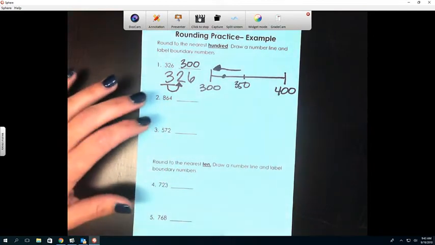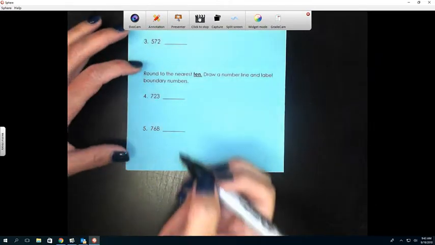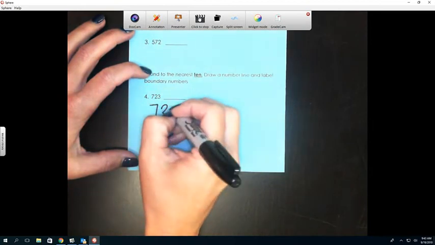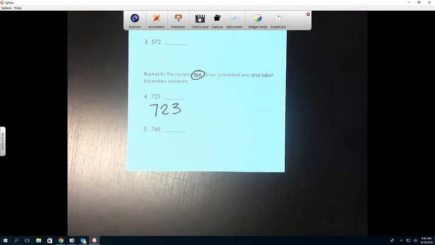Okay, so I'm not going to do the other two examples. I'm going to go down here though and do one more with this set of directions that says round to the nearest 10, draw a number line, and label boundary numbers. So we're going to follow the same steps. What's the first one? Someone raise their hand and tell me. You can write the number bigger and then underline the 10 and go next door. Right. Since I'm rounding to the 10, what number would I underline? The 2. The 2. I'm going to underline the 2.